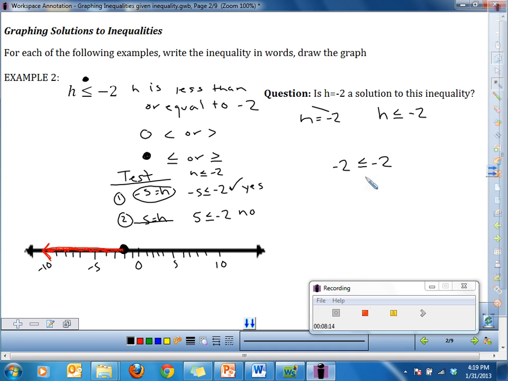So now I have to look at my inequality. My inequality is less than or equal to. We have an equal to. What that's saying is that it could be less than, or it could also be the number itself. So since they are both -2 and we have this equal to, this is a yes. It is a solution.